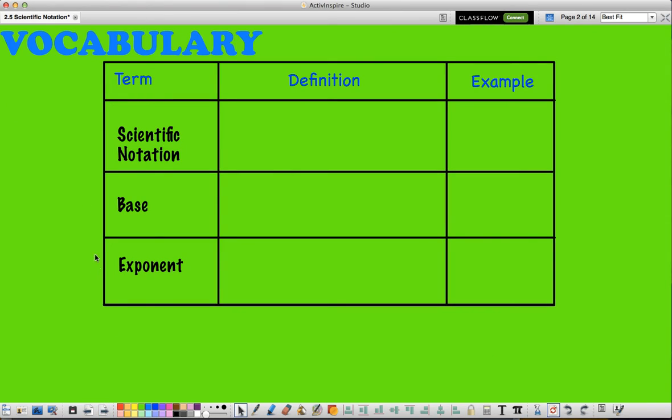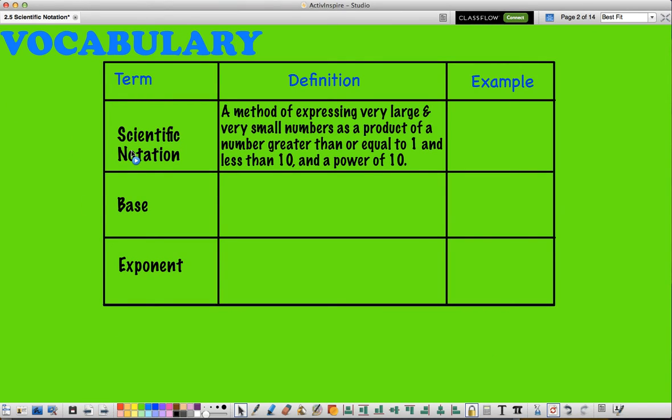All right, so to start off, we need to know what scientific notation is. Scientific notation is a method of expressing very large and very small numbers as a product of a number greater than or equal to 1 and less than 10, and a power of 10. I'm highlighting that it has to be greater than or equal to 1 and then less than 10.